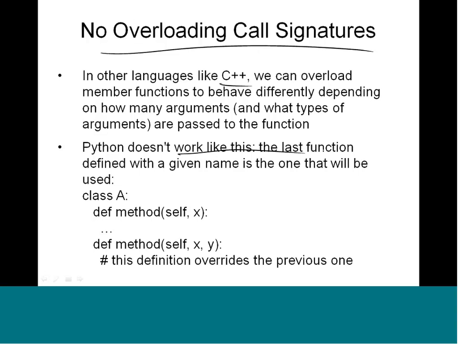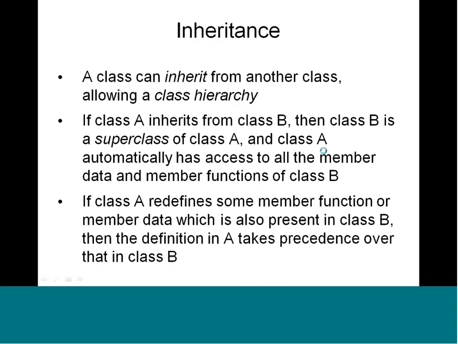So a small example again: here we have class A, and we define a method with self.x, but then we want to change it, so we just write a new function, which is now def method with self, x and y. This just overwrites the previous one, and that's how it works.